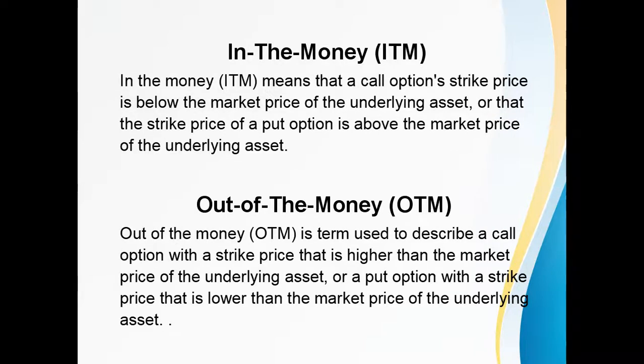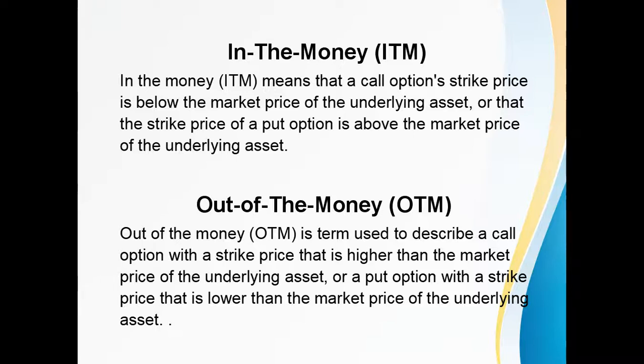Now let's look at in the money and out of the money. In the money means that a call option's strike price is below the market price of the underlying asset, or that the strike price of a put option is above the market price of the underlying asset. Out of the money is the term used to describe a call option with a strike price that is higher than the market price of the underlying asset, or a put option with a strike price that is lower than the market price of the underlying asset.